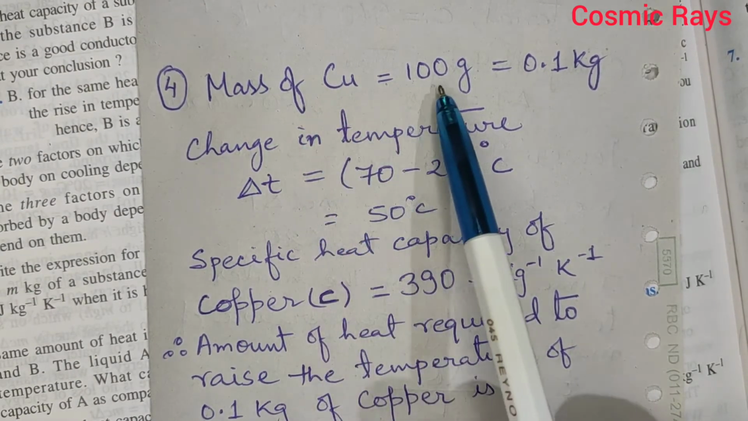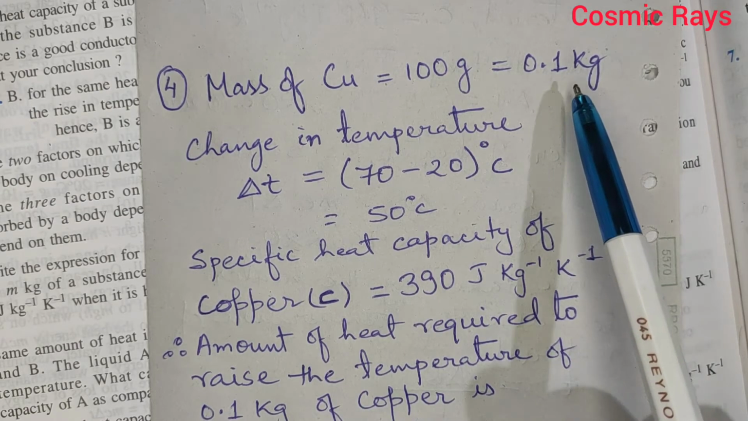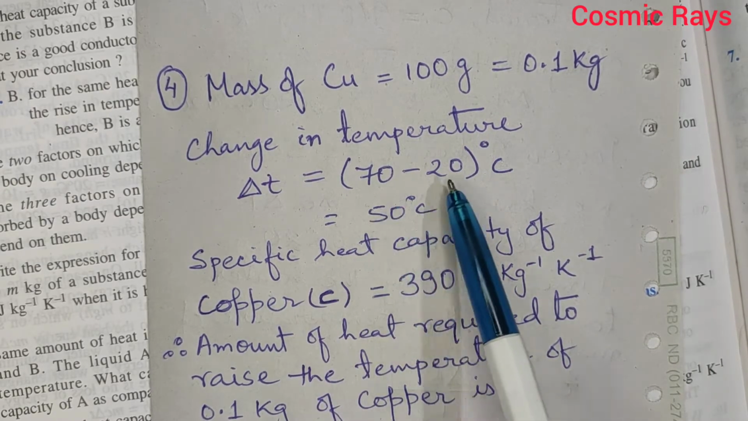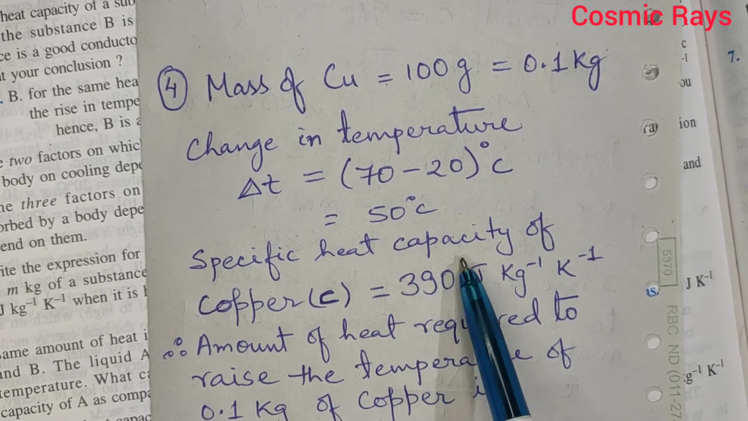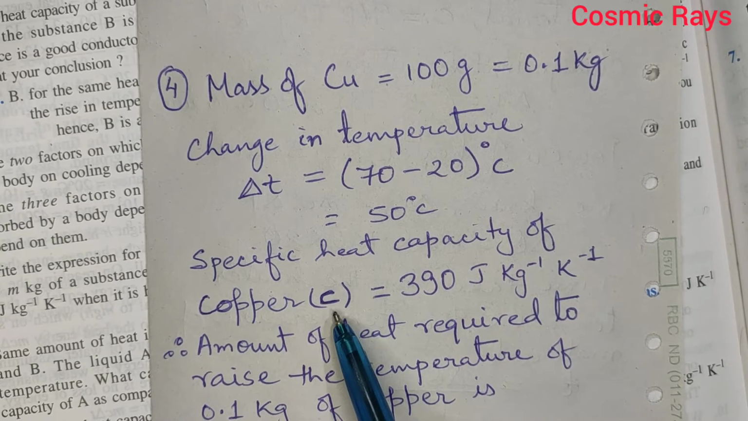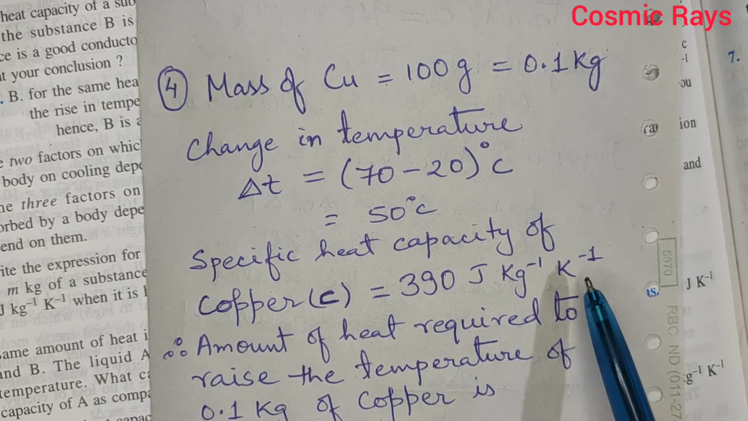Mass of the copper is 100 grams. Converted to kg, it comes out to be 0.1 kg. Change in temperature is 70 minus 20, that is 50 degrees Celsius. Specific heat capacity of copper, which is denoted as C, is 390 joules per kg per Kelvin.